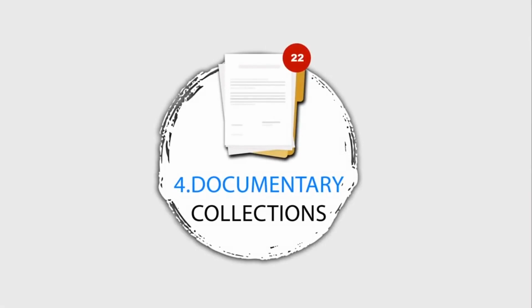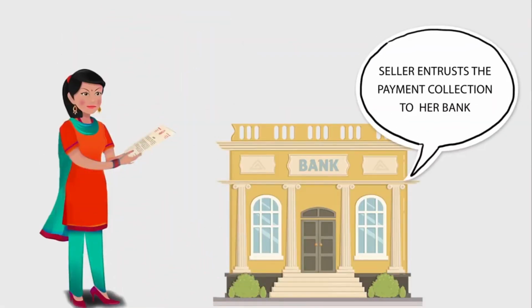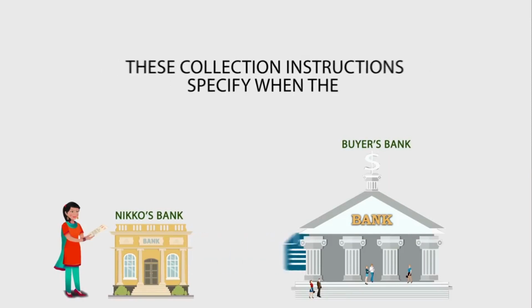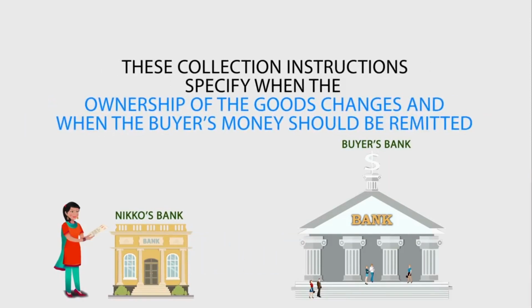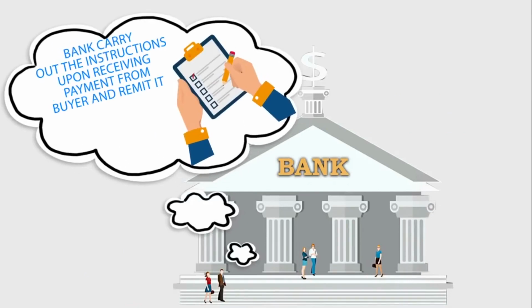4. Documentary collections. Here, the seller entrusts the payment collection to his bank. Niku's bank would send documents and collection instructions to the buyer's bank. These collection instructions specify when the ownership of the goods changes and when the buyer's money should be remitted. The buyer's bank would carry out the instructions upon receiving payment from the buyer and remit it to Niku's bank.